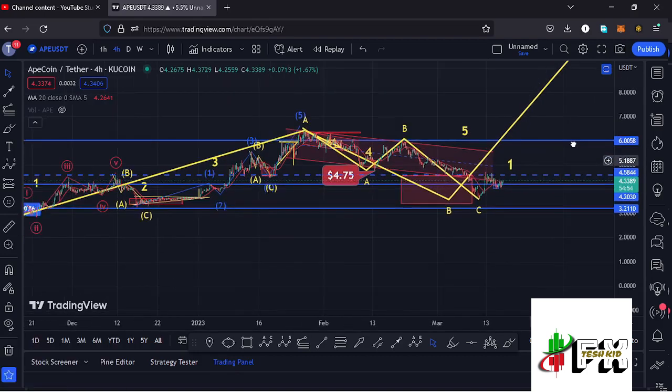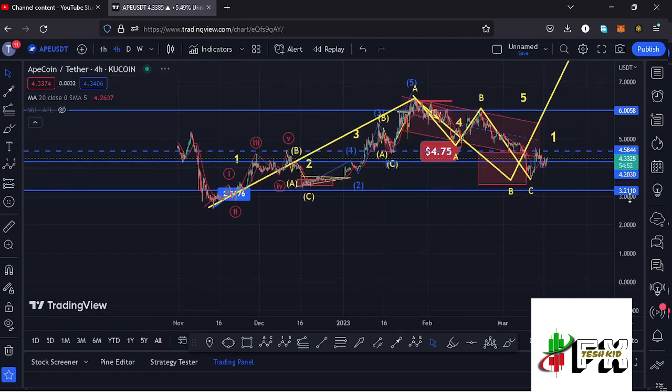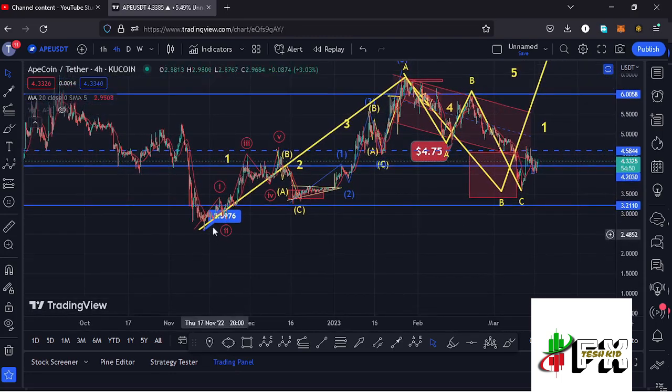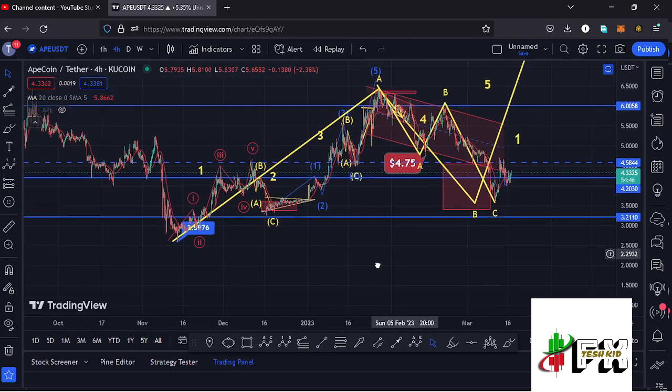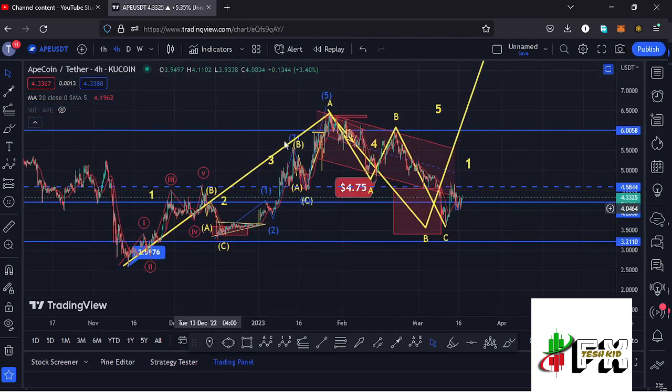And allow me to first give you a quick recap of what has been happening, where you can see that after making our lower low at around the $2.5976 mark, we started this massive run up to the upper side in the formation of this wave A, giving us a peak at around the $6.42 mark.